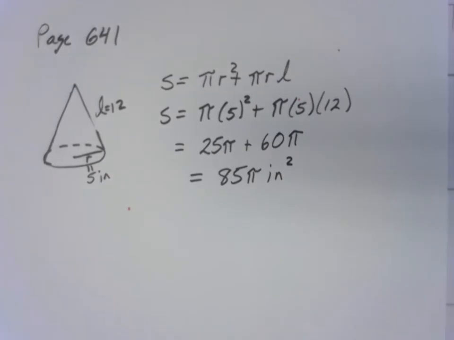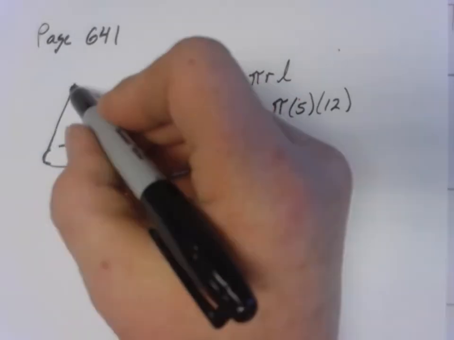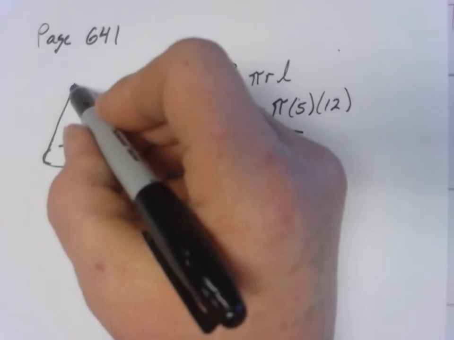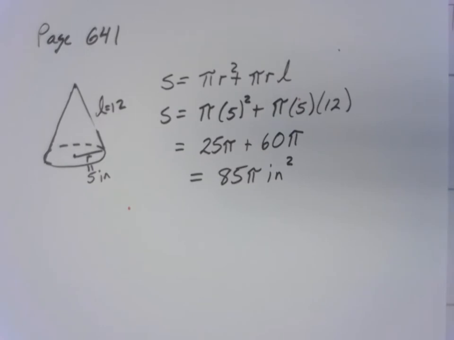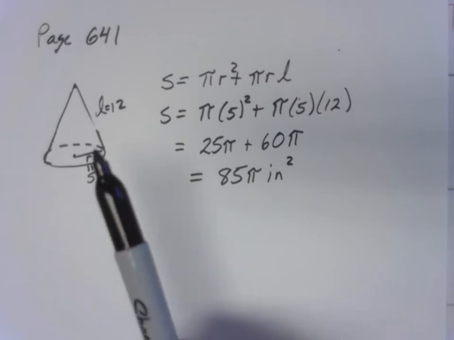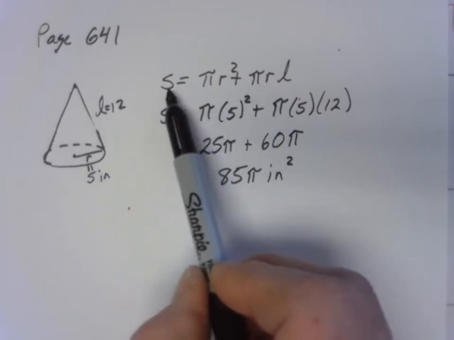Now this is a right cone. I want you to notice this vertex point is directly above the center of the circle. If it's not a right cone, finding the surface area is going to be a little more complicated, so we're not going to talk about that for now. All you have to do is plug it into the formula, and you're good to go.